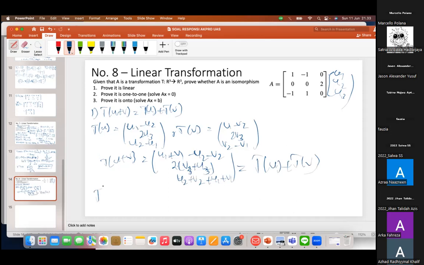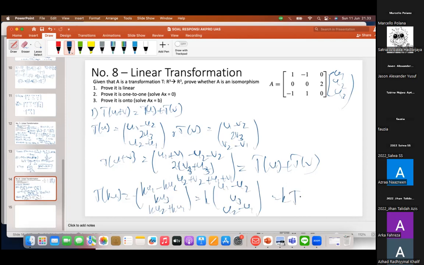And now I'm going to prove T of KU. I'm sorry if I'm going fast because I want to finish quickly so that you can rest, if you have any exams tomorrow. So this is (KU1 minus KU2, KU3 times 2, and KU2 minus KU1). Factorize the K. Get U1 minus U2, 2U3, U2 minus U1. So this is K T of U. So we have proven it is linear.